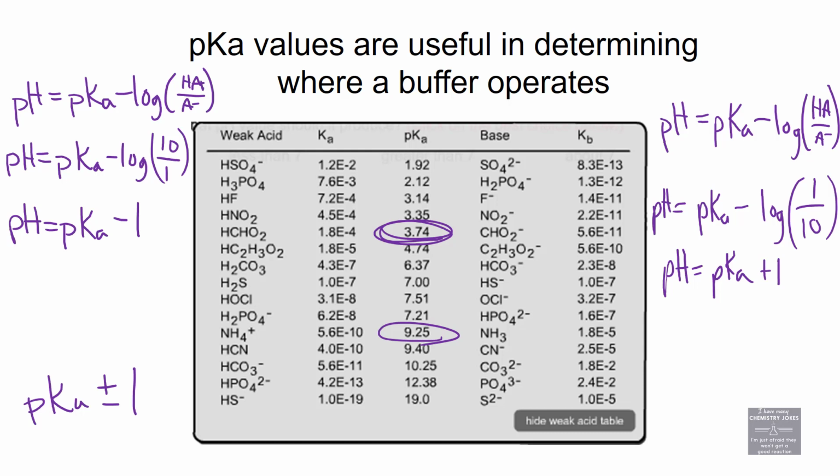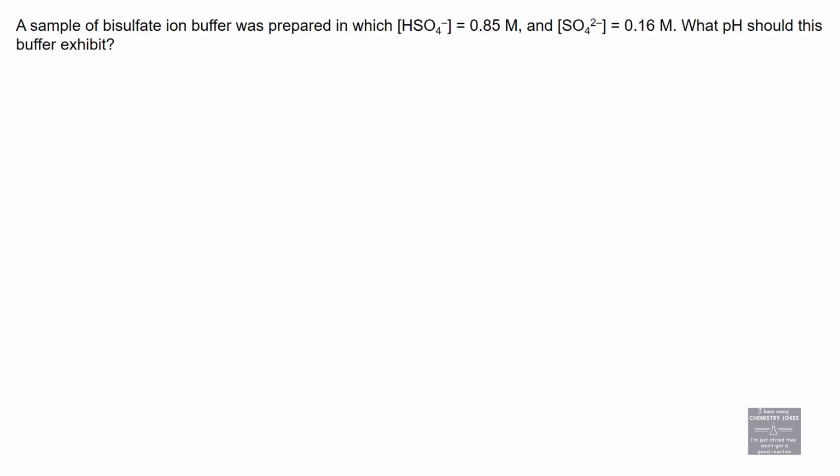Plus or minus 1 is the pKa range where buffers operate best.